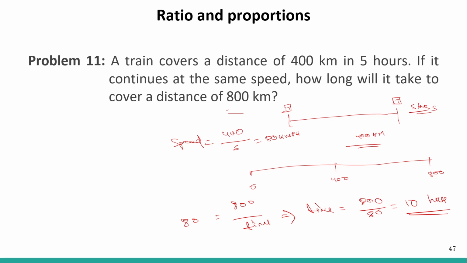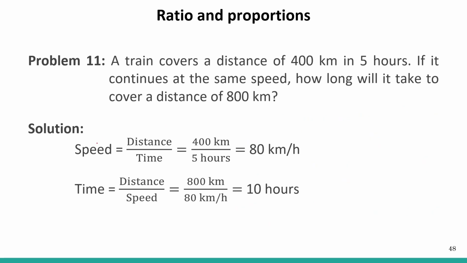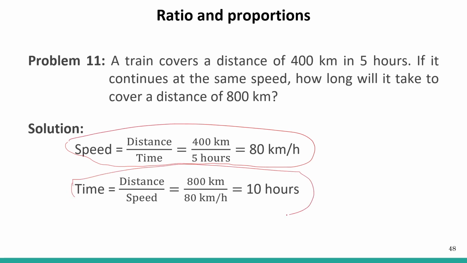So first we use the speed distance time formula to evaluate its speed. Then, in order to evaluate the new time for the new distance, we input the speed and distance this way, and we are left with 10 hours. Correct answer.